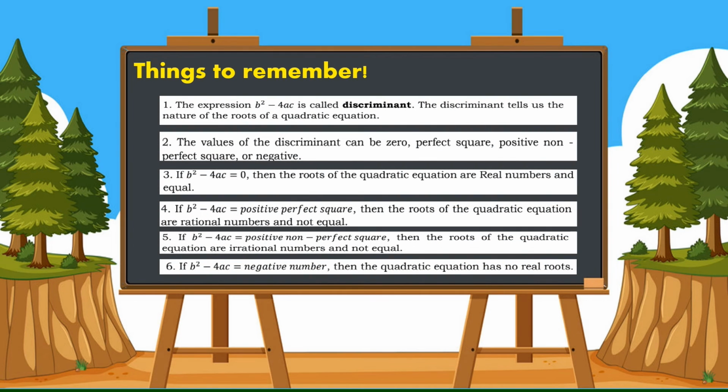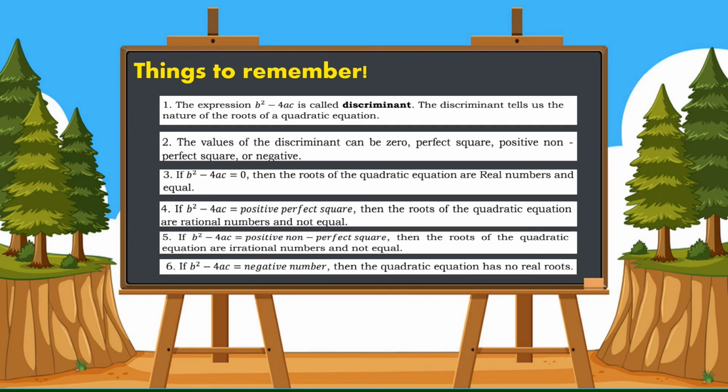Before we end, here are the things you need to remember. The expression b squared minus 4ac is called the discriminant. The discriminant tells us the nature of the roots of a quadratic equation. The values of the discriminant can be 0, perfect square, positive non-perfect square, or negative.